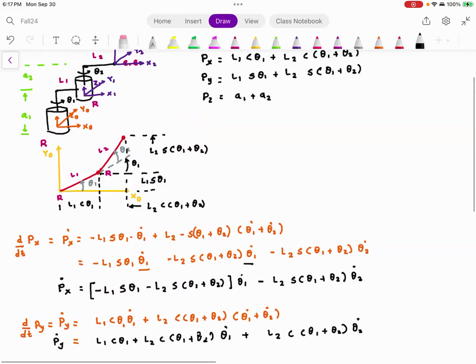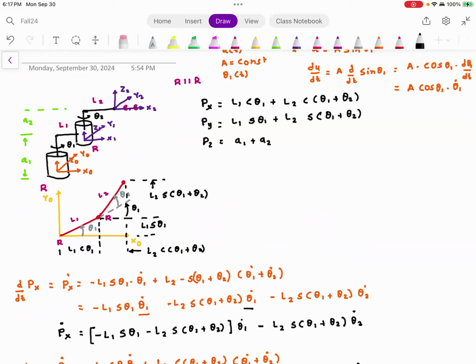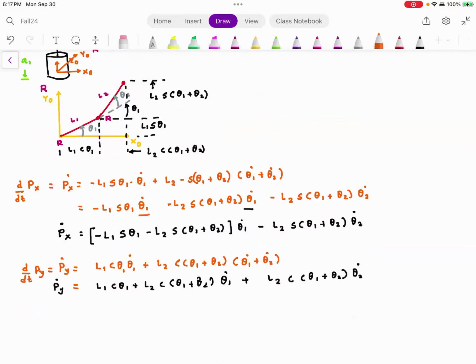Now last, if you look at Pz, Pz is A1 plus A2. So if I take the derivative of Pz, that is going to be 0. So Pz dot, and I'm going to write this down, and just to be very clear, this will be 0 theta 1 dot plus 0 theta 2 dot. Are you with me? So I want you to focus on these three equations: equation 1, equation 2, and equation 3.